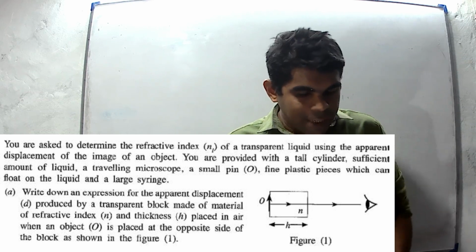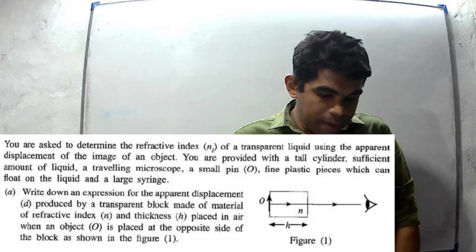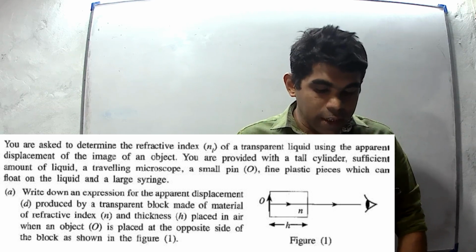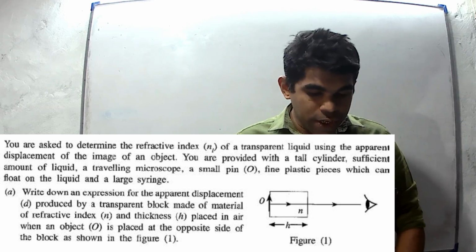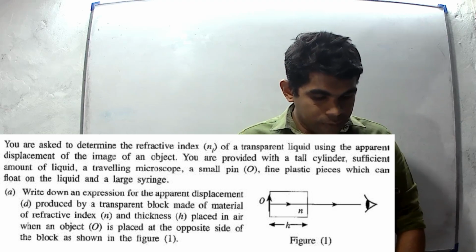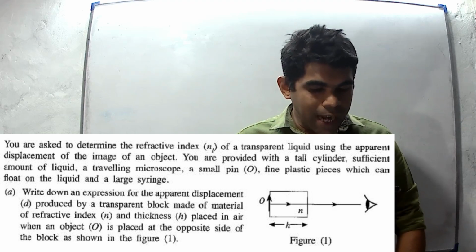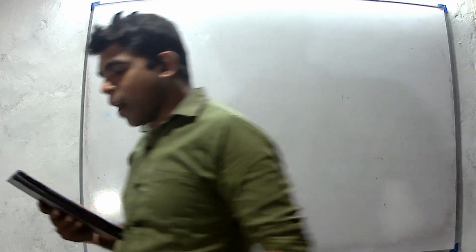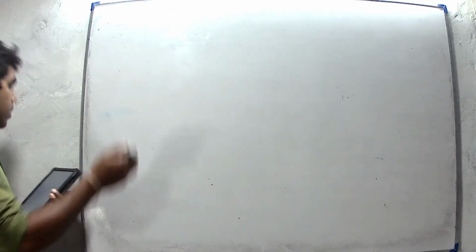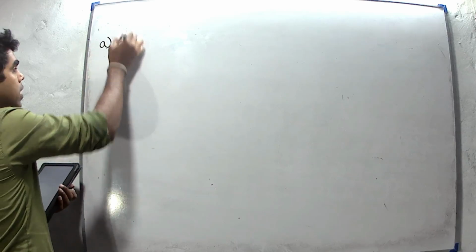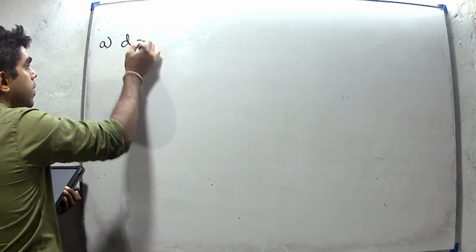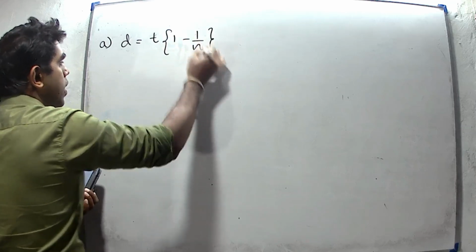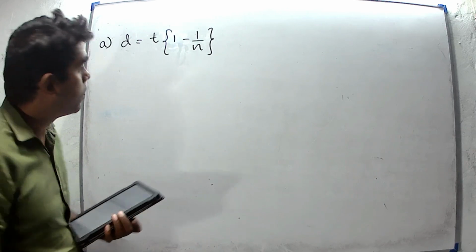Part A. Write an expression for the apparent displacement D produced by a transparent block made of the material of refractive index N and thickness H, placed in air when an object O is placed at the opposite side of the block as shown in the figure. We have to write the equation for apparent displacement. Apparent displacement D equals T times 1 minus 1 over N. It is the equation we have derived.